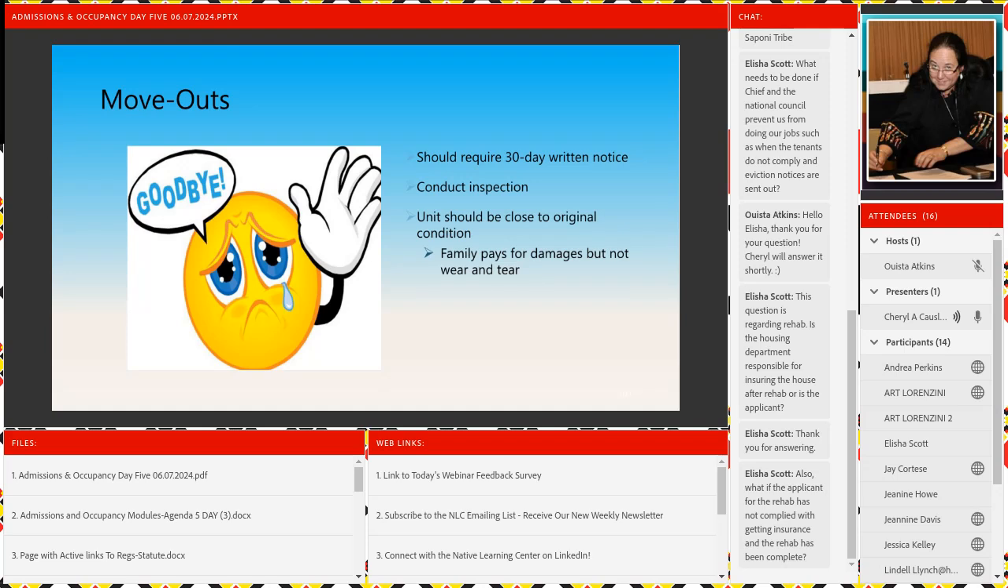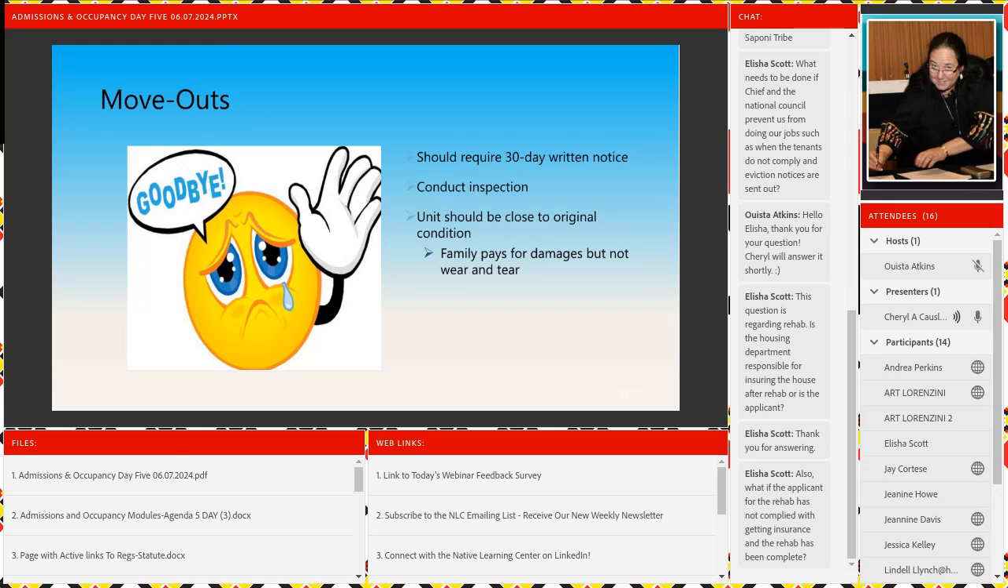So your move outs. Now this is mine, okay? After a while I got tired of hearing, why didn't I get my whole security deposit back? And it's like, was your house in the same condition that you received it? And they kind of would tilt their head or whatever. So this is what I used to send them. You don't need to do this, but I would.